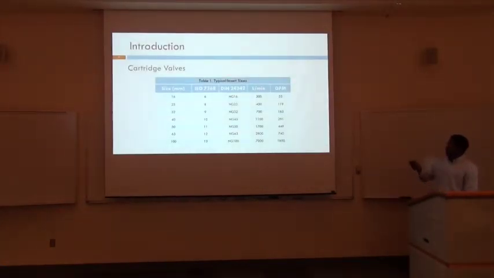I have a table which shows Cartridge valves and the respective maximum GPMs, the maximum amount of flow that could go through the Cartridge valves. The ISO and the DIN 2432 are just names to identify them easier. And as you see, as the size of the Cartridge valve increases, so does the maximum flow rate.